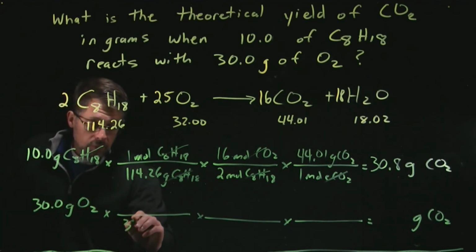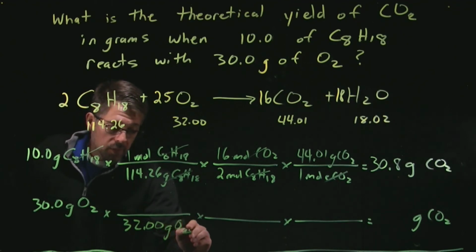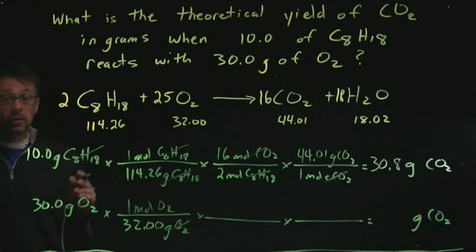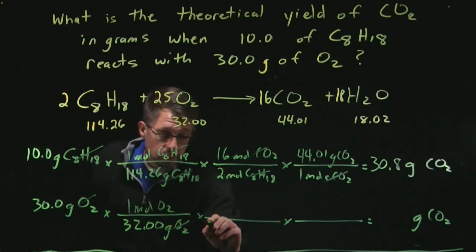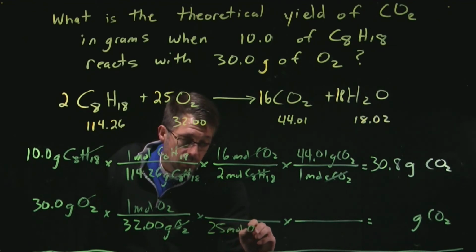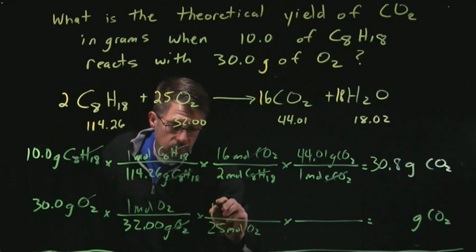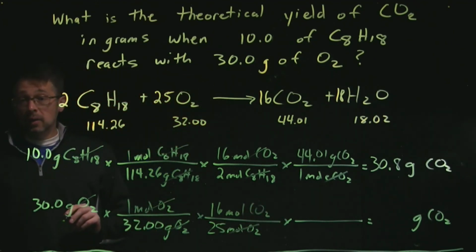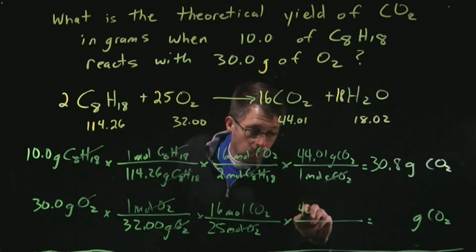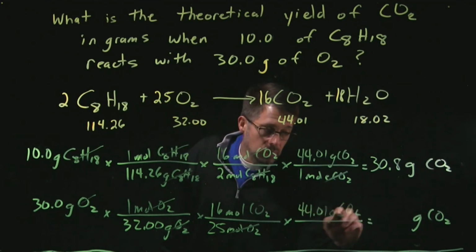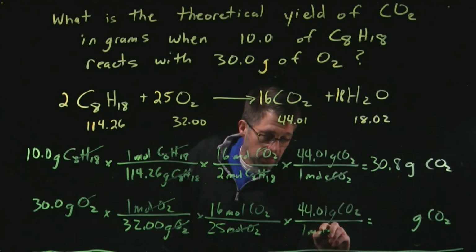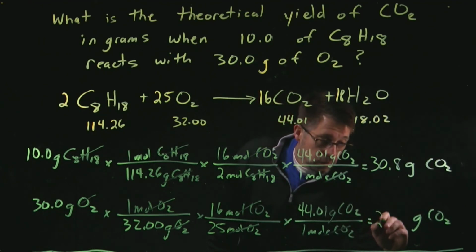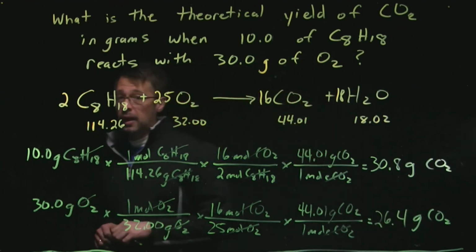So the first thing you do is you convert grams of oxygen to moles of oxygen. All right? And then you do the same thing. You find your coefficient, 25 moles of O2 in the balanced equation, and you convert to 16 moles of CO2. And the moles cancel. Now you have to use the molar mass again. So 44.01 grams of CO2 for every 1 mole of CO2. And those cancel. When you go through and do that math, you get 26.4 grams of carbon dioxide.